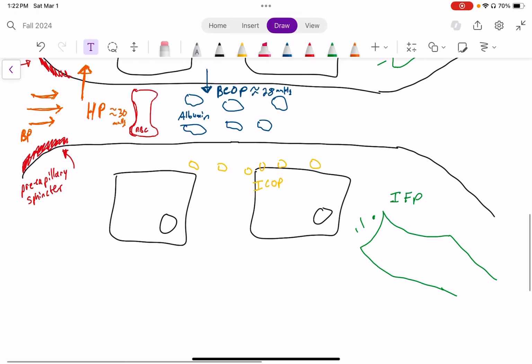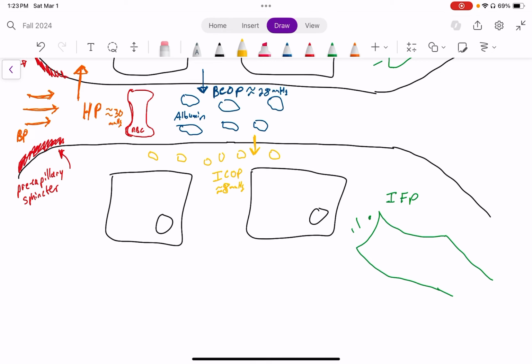And we call those ICOP. Or we call the pressure exerted by these proteins ICOP, and that is approximately 8 millimeters of mercury. And so that pressure, that osmotic pressure, that interstitial colloid osmotic pressure, so big proteins in the interstitial fluid that cause osmotic pressure, is going to cause fluid to come out, right? And the pressure that will cause that is 8 millimeters of mercury.